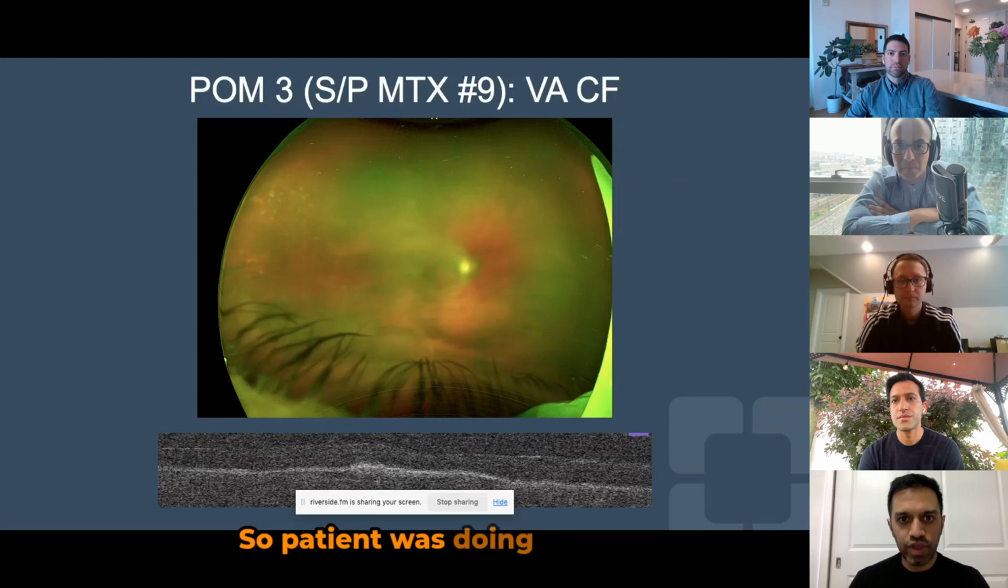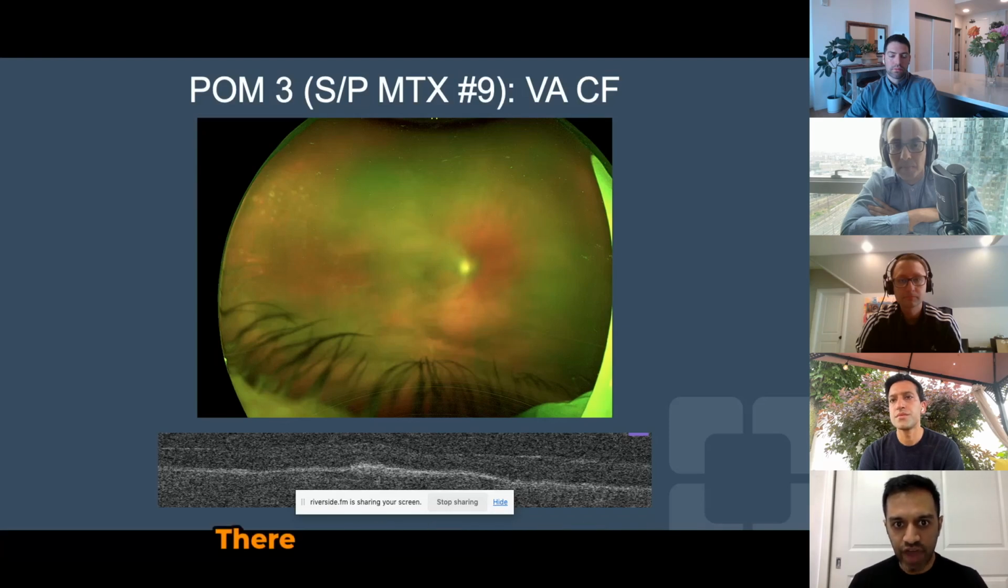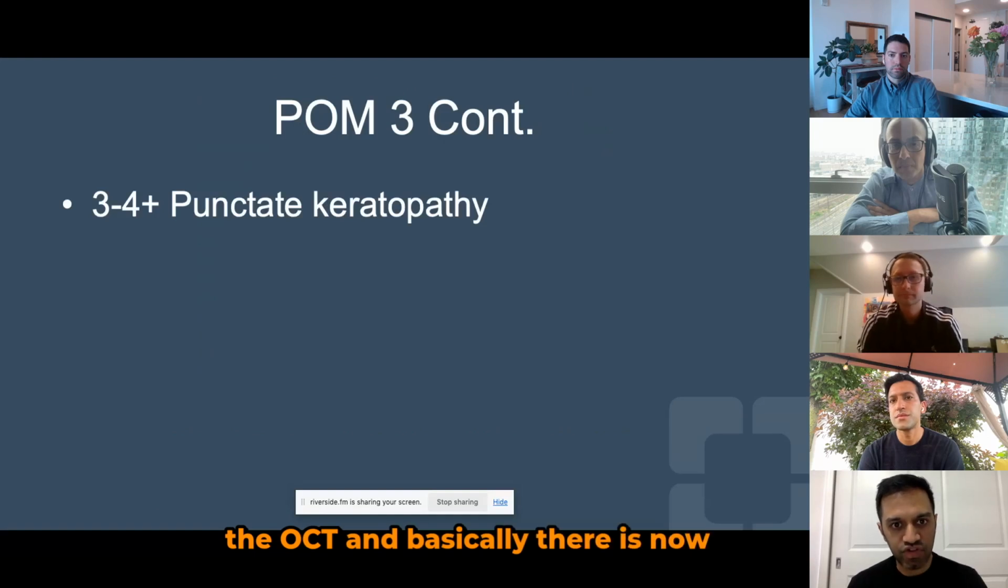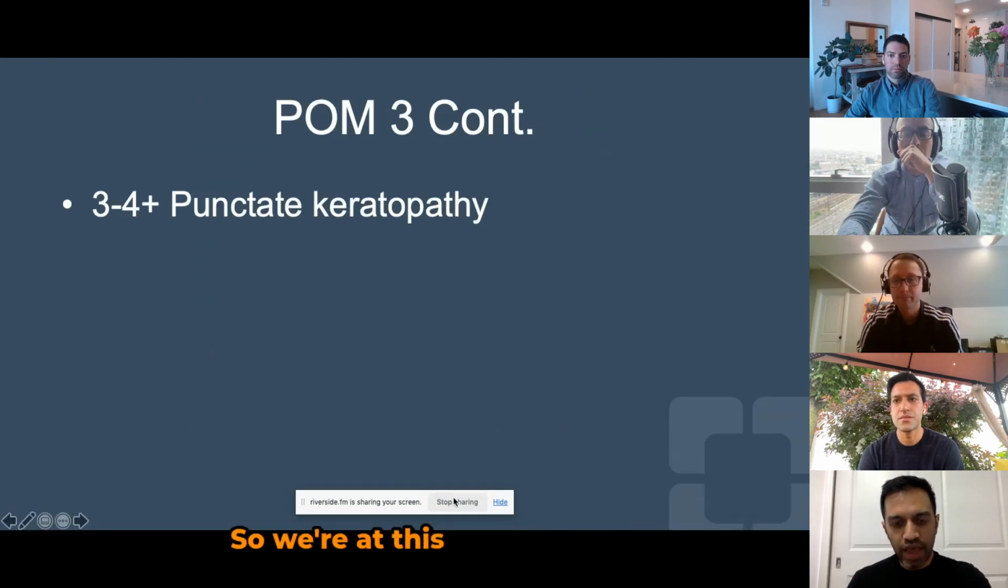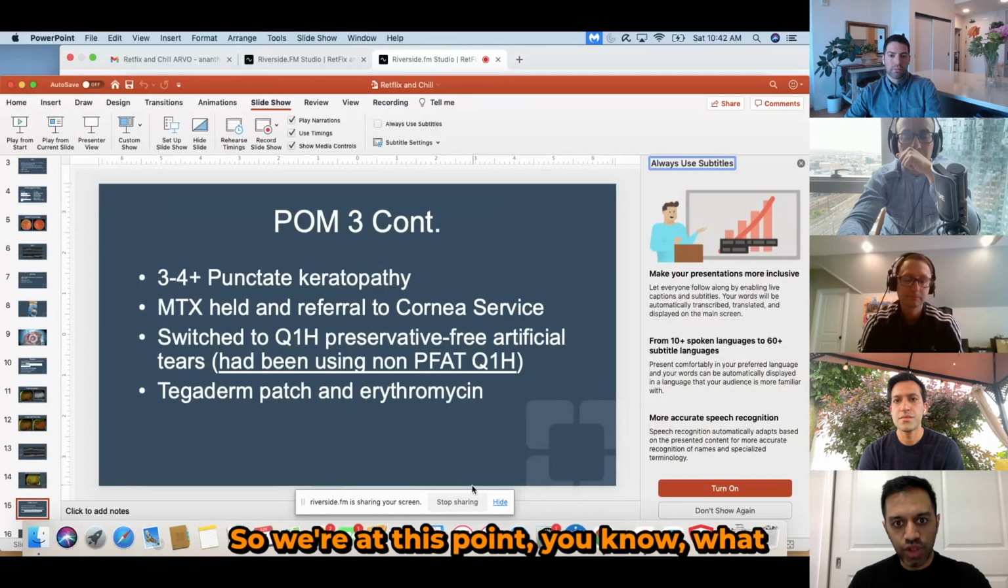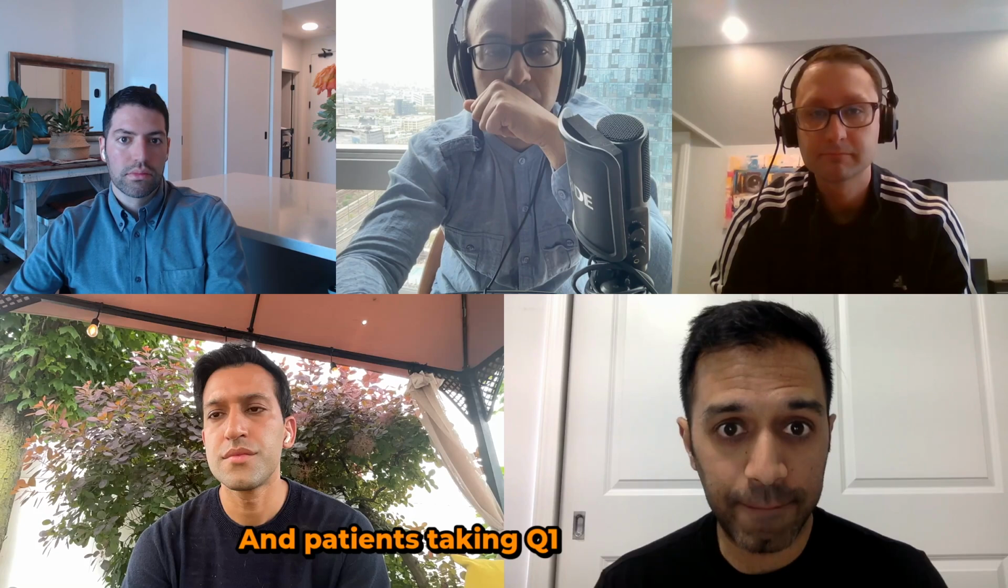So the patient was doing really well until post-op month 3 after getting a bunch of these injections, and vision has now declined to count fingers. There is a very hazy view, poor signal on the OCT, and basically there's now this 3 to 4 plus punctate keratopathy. So at this point, how would you want to handle this? The patient's taking Q1 hour artificial tears.